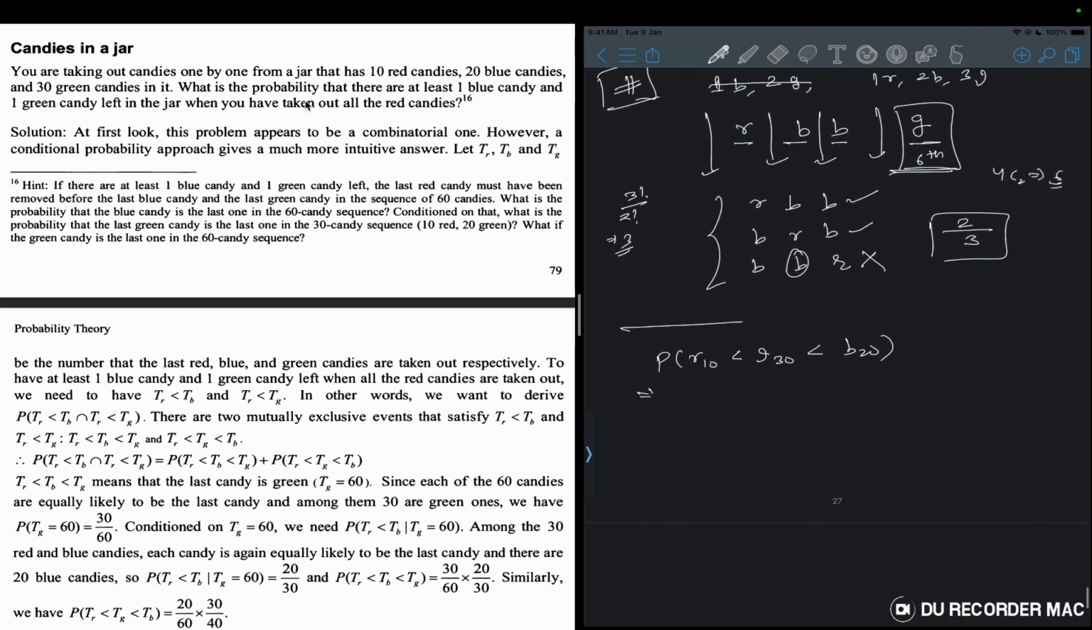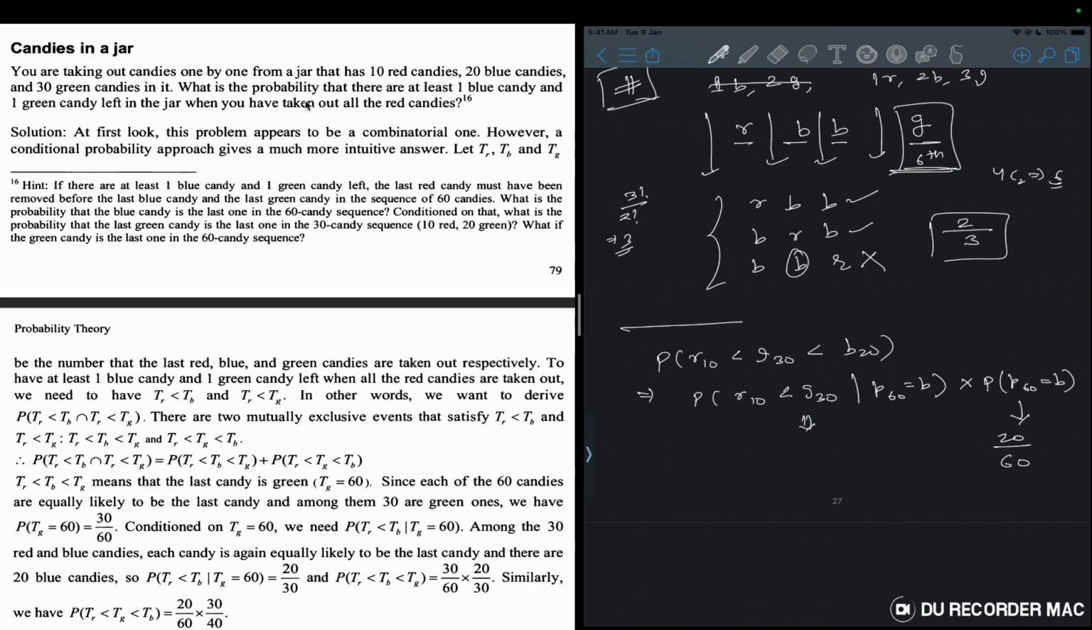Now here we will simply do the same thing. R10 is less than G30, conditioned on the position at 60th being blue, times the probability that the position at 60 is blue. So what is the probability that the position at 60 is blue? All events are independent. At the 60th position, the total number of blues is 20, and the total number of candies is 60. And we will ignore all the blues, only red and green remain.